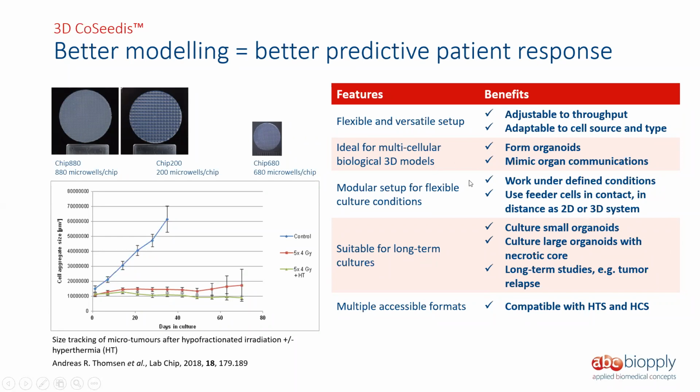The system is ideal for multicellular biological 3D models, so we can form, in fact, organoids. But we can also mimic organ communication, something I will address later on when I'm going to talk about the use of feeder cells in distance or in contact, for example. This distance co-culture is also the reason that we can later on work under defined conditions. So it is possible, for example, to grow cells in the absence of any serum in 3D CoSeedis. And also from the very beginning, we were aiming to create a system which would allow us long-term cell cultures.